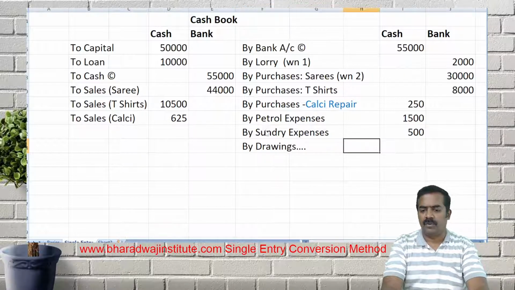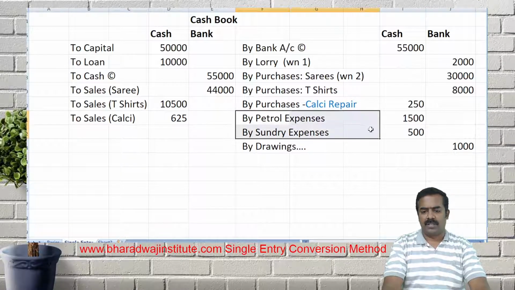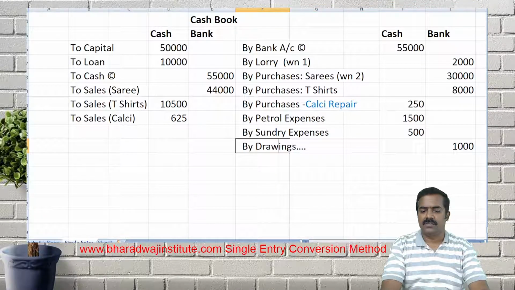Then the holiday expenses, drawings, a bit of hole in the bank account. For bank column, 1,000 will come. Petrol expenses, sundry expenses are in cash. And the holiday expenses are in what? Check.